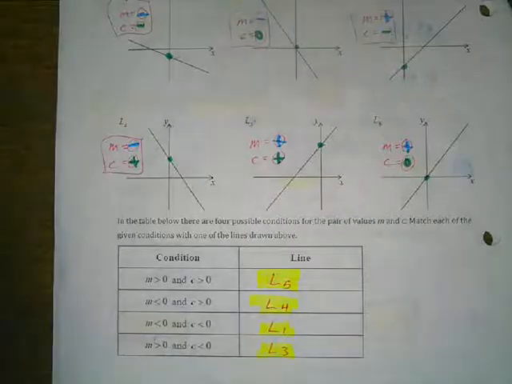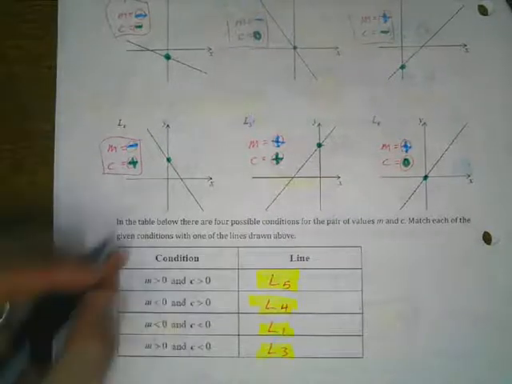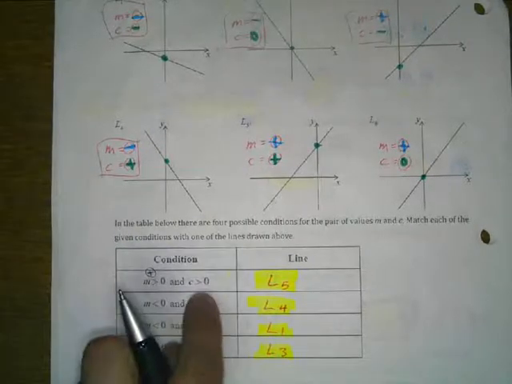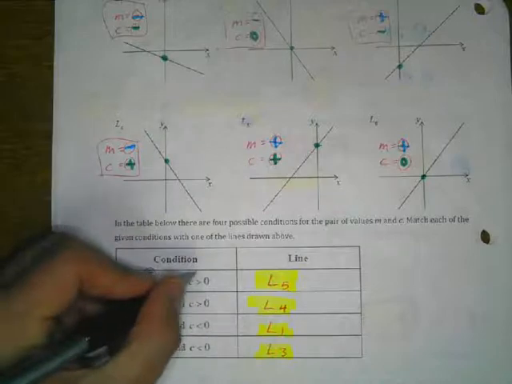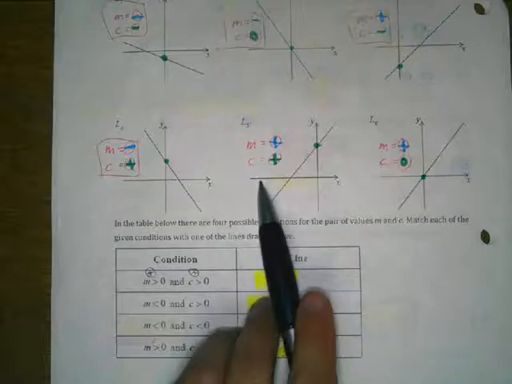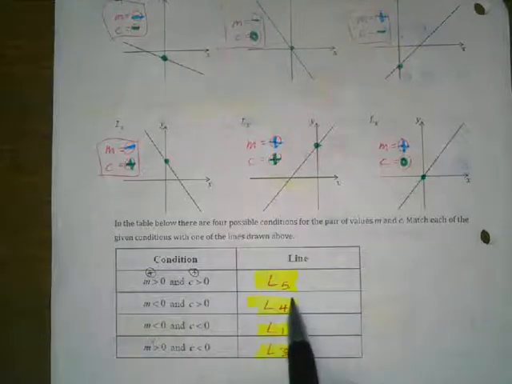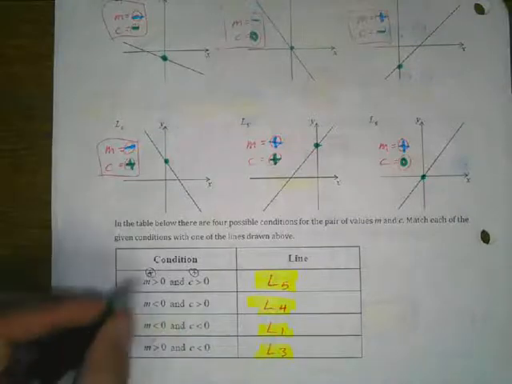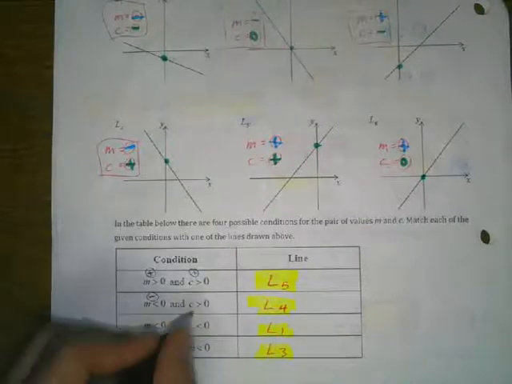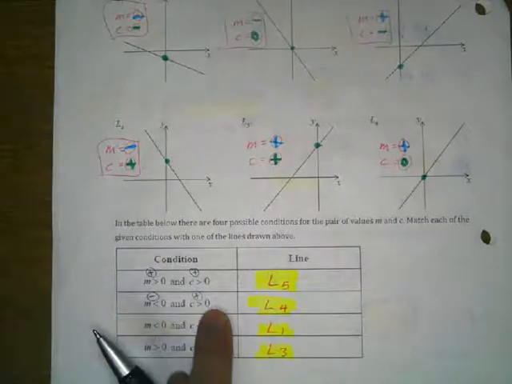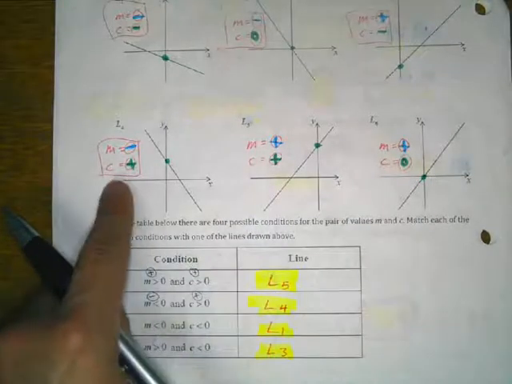So when is the slope greater than 0? Well, it's going to be positive, right? And when is c greater than 0? Well, that's going to be positive. So when is it positive and positive? I'll look here, and line 5 is positive and positive. So when is m less than 0, it's negative. And when is c greater than 0, it's positive. So when is m negative and c is positive? M is negative and c is positive right here, L4.